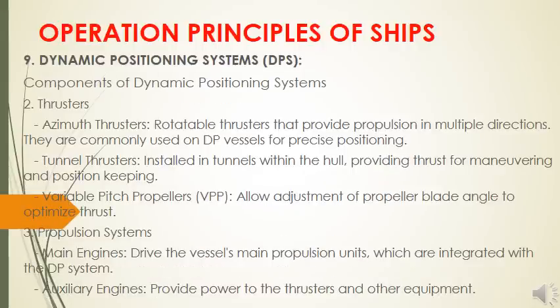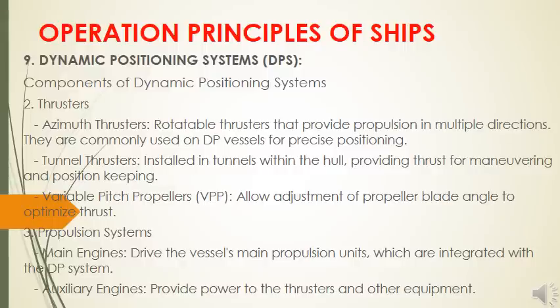The second component is thrusters, such as azimuth thrusters, that is rotatable thrusters that provide propulsion in multiple directions. They are commonly used on DP vessels for precise positioning. We have the tunnel thrusters, which are installed in tunnels within the hull, providing thrust for maneuvering and position keeping. We have variable pitch propellers, which allow adjustment of propeller blade angle to optimize thrust.